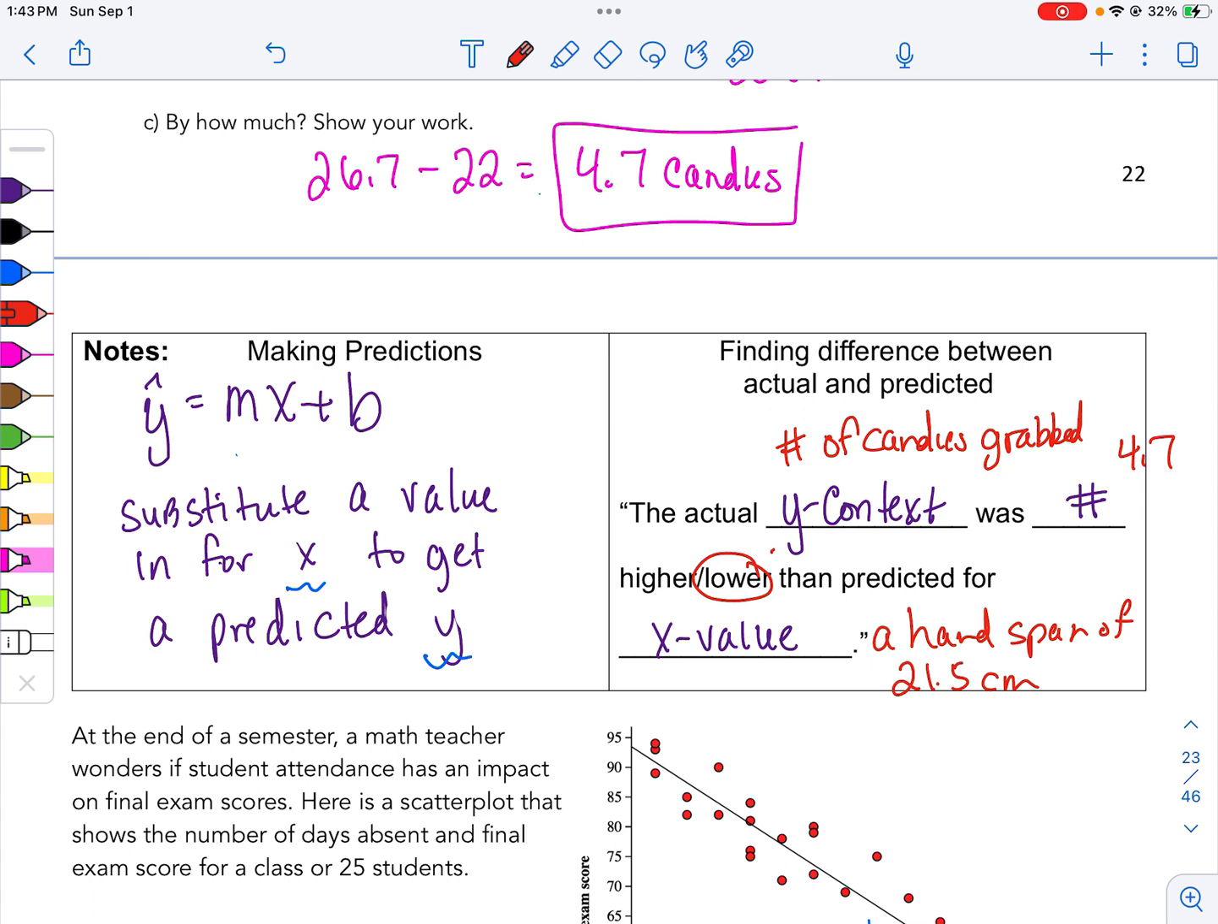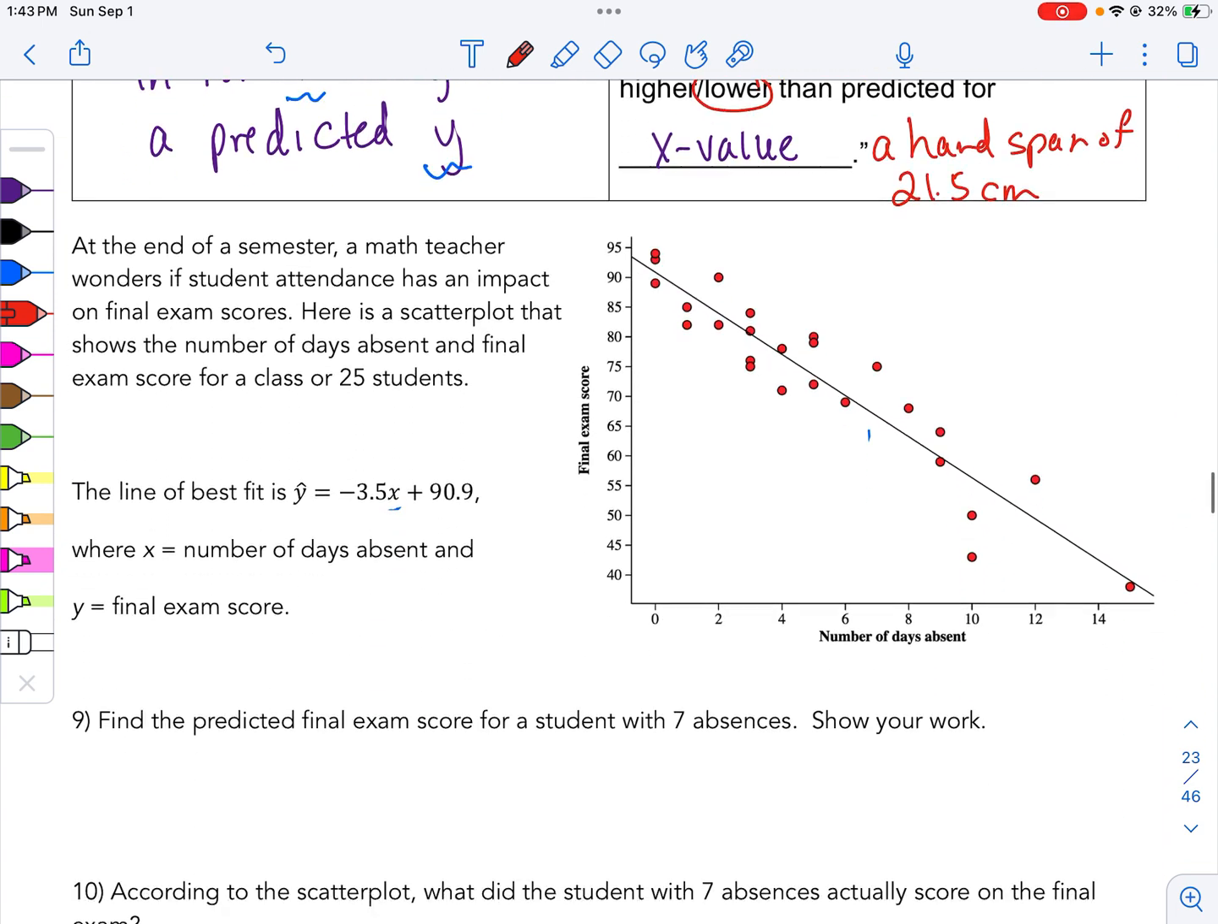This gives you a generic sentence that you can use for anything. We could say the actual salary was $5 an hour lower than predicted for a 16-year-old. So it depends what our y values and our x values represent. And we're going to do this again within the next problem.